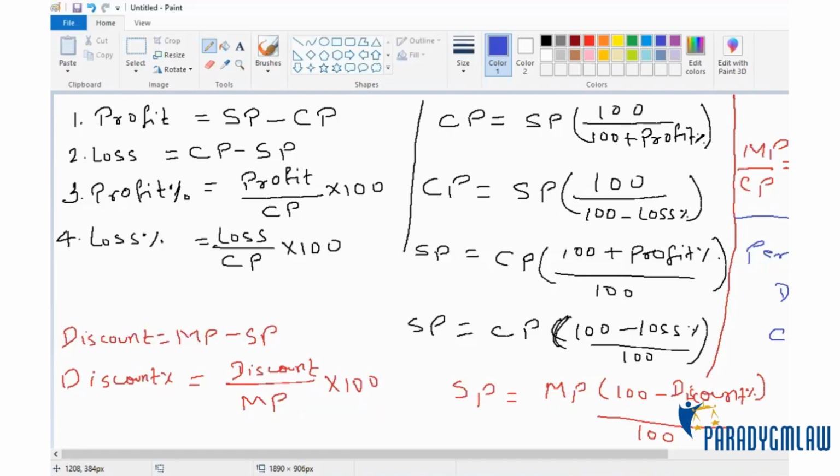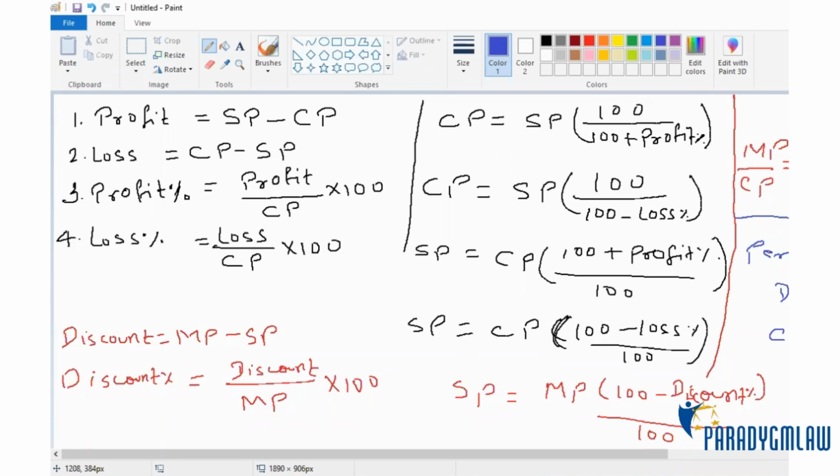So mark price is something when you put another label on your article apart from the cost price. Generally, the MRP of the product is called MP, maximum retail price. The cost price, we don't know what it is when we purchase anything. Only that shopkeeper knows.